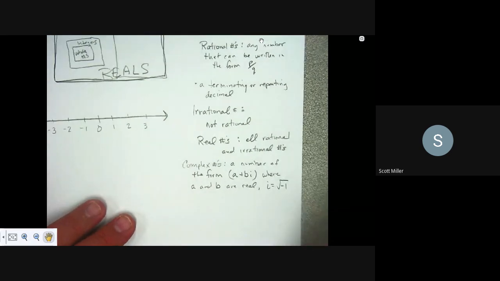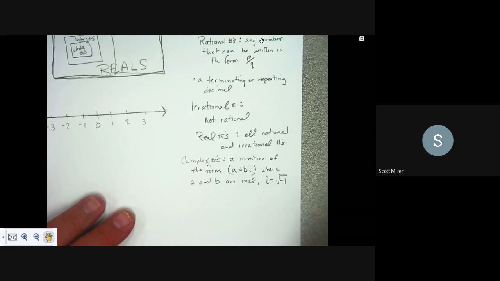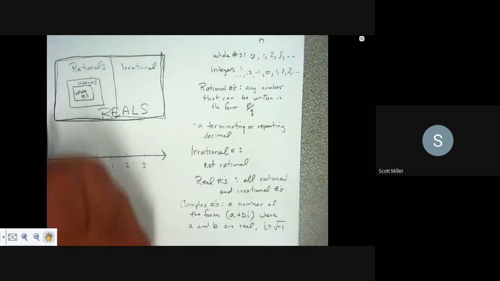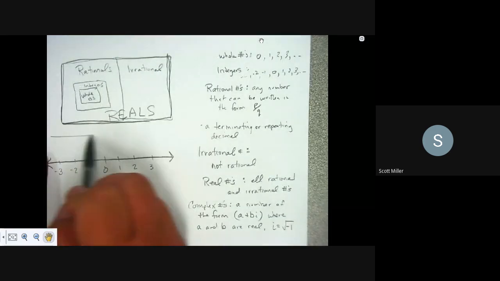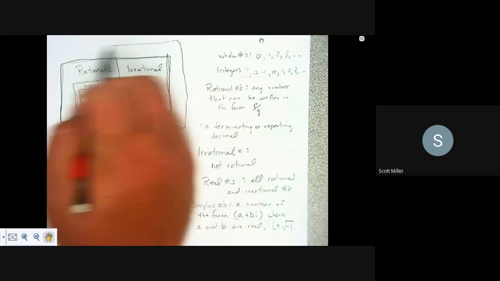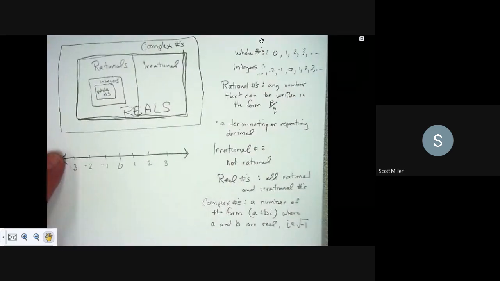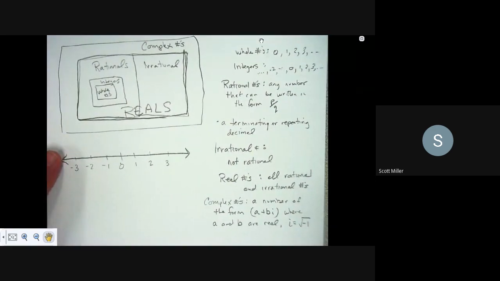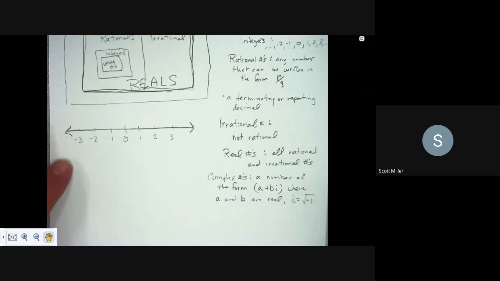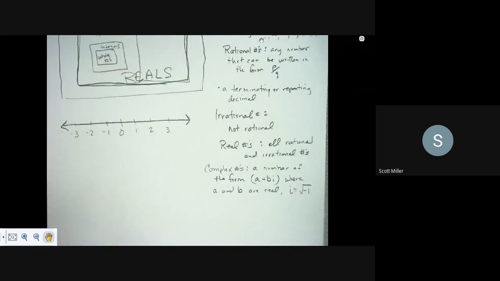Okay, I'm just telling you that there's something bigger than reals. There's something bigger than reals. So in the big scheme of things, every single real number is also a complex number. But there are numbers that are not reals that are complex. It's a bigger system. You don't need to worry about it too much, but that's how that works. Okay? These are your number groups.